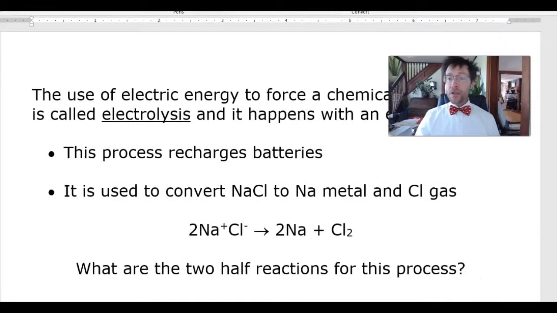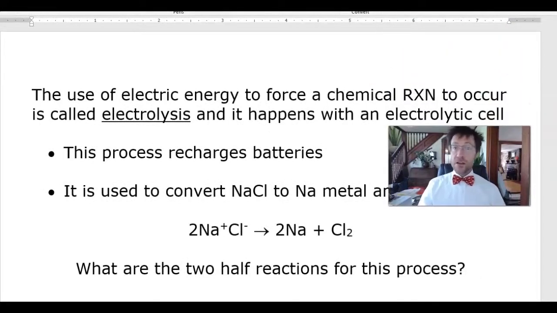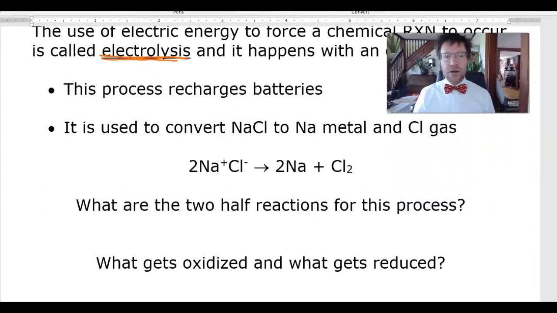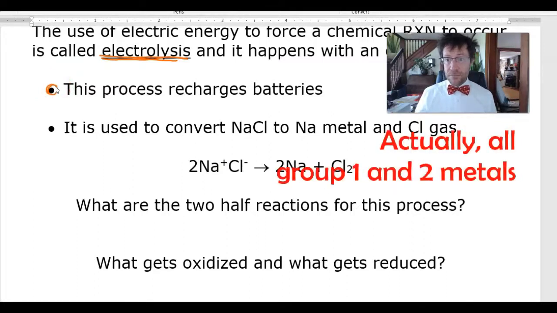Here we go. The use of electrical energy to force a chemical reaction to occur is called electrolysis. That's the name for basically what we're doing here, right? That's a good vocab word, electrolysis. And it's what's happening inside an electrolytic cell. So this is one of the things we use it for, to recharge batteries. We also use it to make elements like sodium metal.